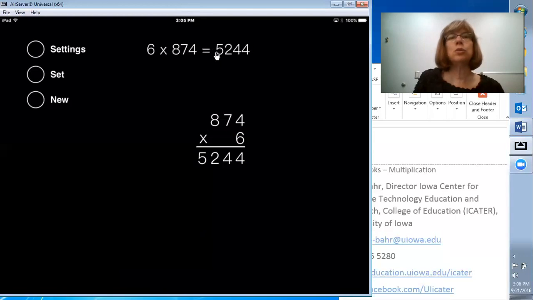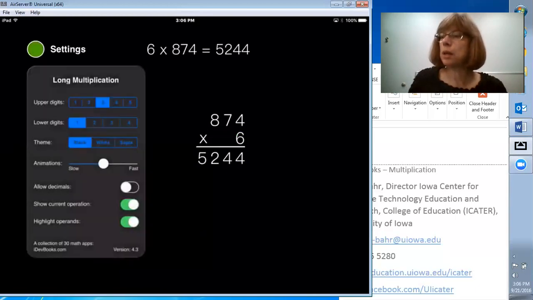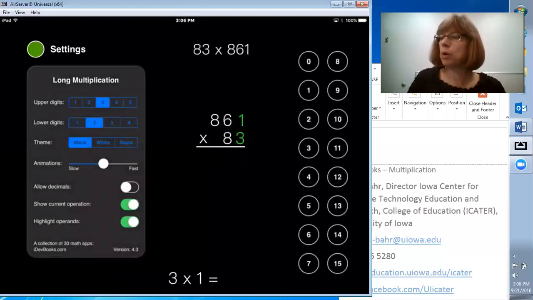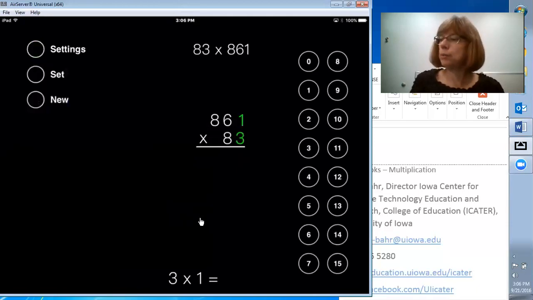So it shows it to you this way as well as this way, so you can learn that notation and that those new notations are equivalent. So let's go back to our settings and make this a little more difficult. So we'll do one that's 2 digits. And let's go ahead and do that one.